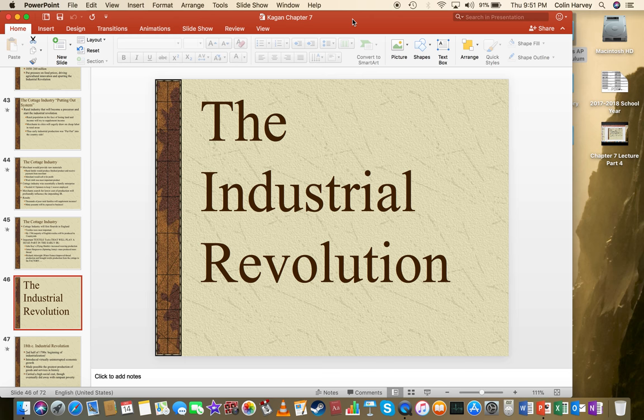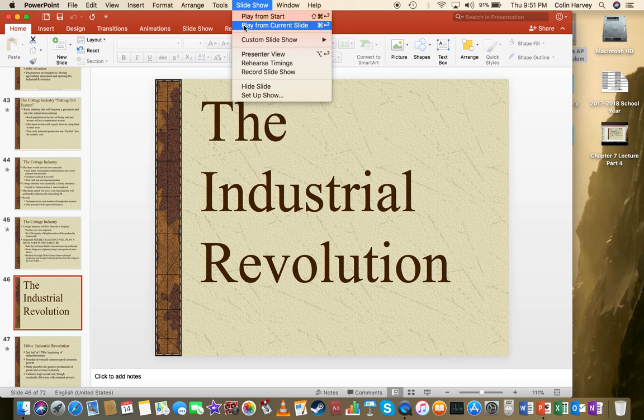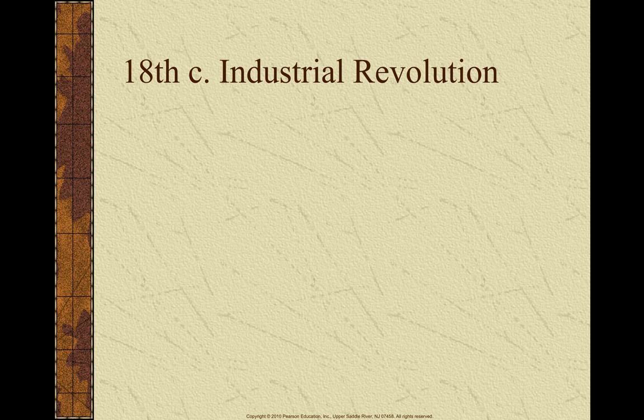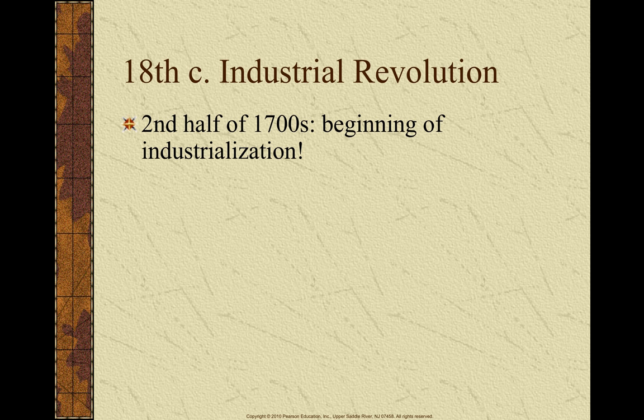Right before the Industrial Revolution, we talked about the Agricultural Revolution. We talked about the putting out system, the cottage industry. All these factors are going to help facilitate the Industrial Revolution. So let's jump right in. The Industrial Revolution, starting in the late 1700s in Great Britain, okay?